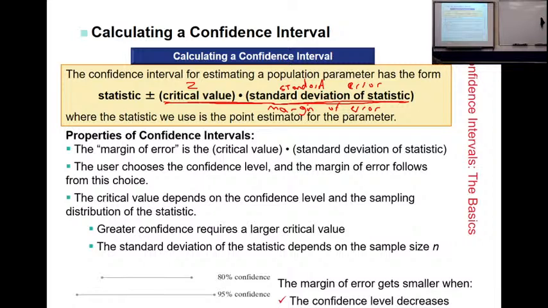So the smaller my confidence level, the narrower the interval. The larger my sample size, the more narrow the interval, because that's going to make the standard error, standard deviation formula, it's going to make that standard error go down.